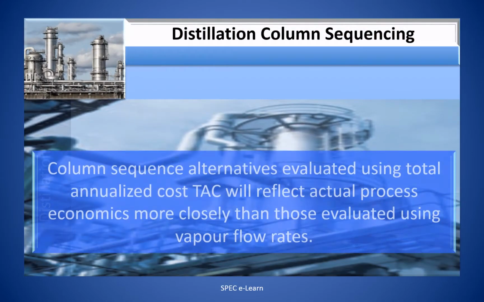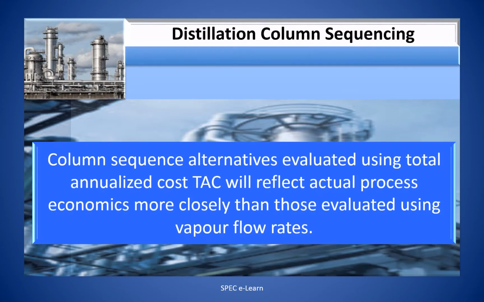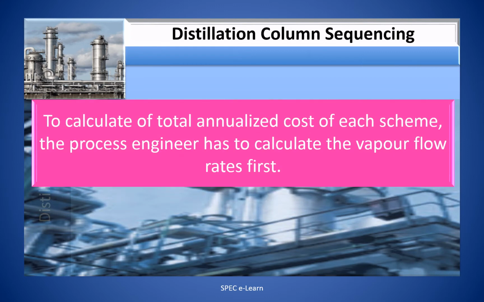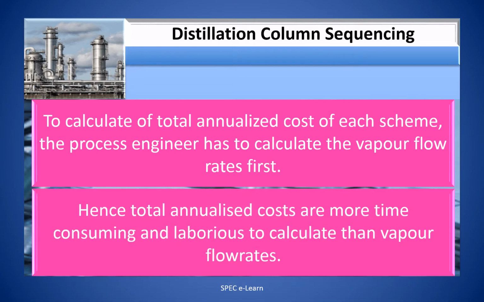Column sequence alternatives evaluated using total annualized cost, TAC, will reflect the actual process economics more closely than those evaluated using vapor flow rates. To calculate the total annualized cost of each scheme, the process engineer has to calculate the vapor flow rates first. Hence, total annualized costs are more time consuming and laborious to calculate than vapor flow rates.